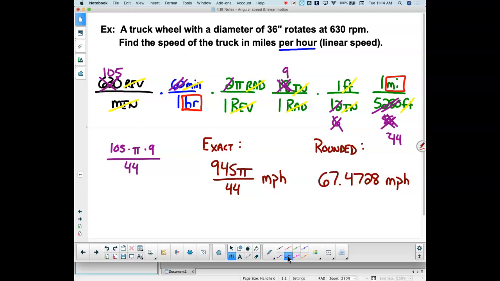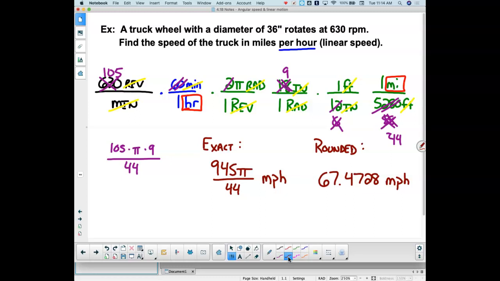How come you don't get the same answer if I don't simplify? You should make sure you use parentheses here. So Chalice is asking if we don't reduce. So if I go back, then I would have to go 630 times 60 times 2 times pi times 18.